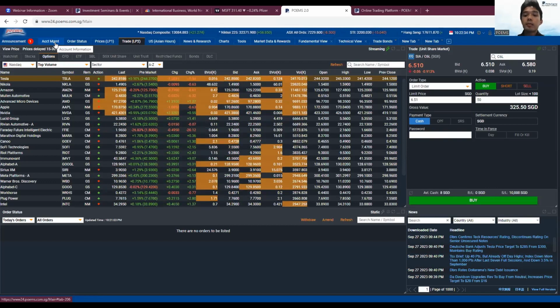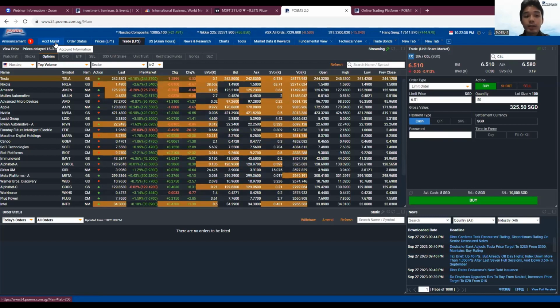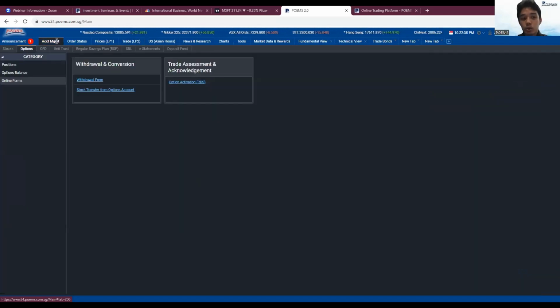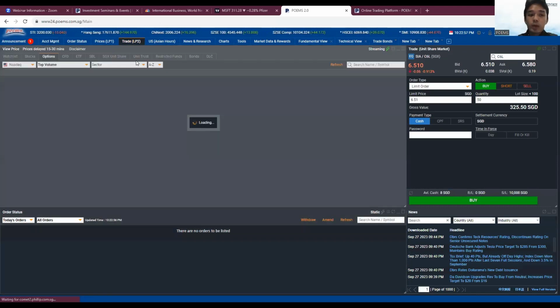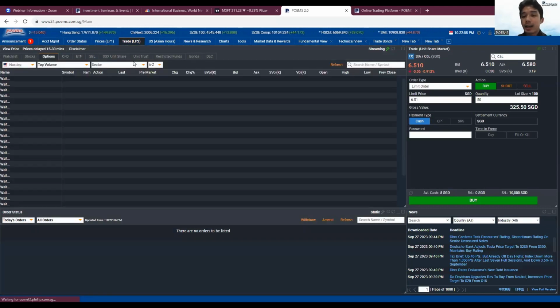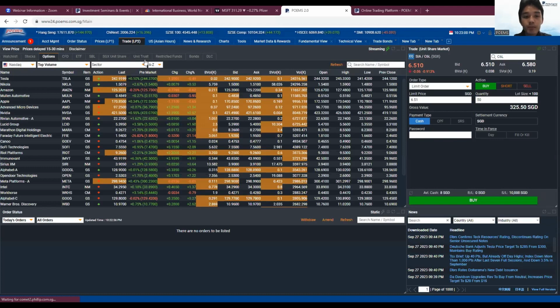If you have a PhillipCapital account with us, just go to account management on P2, and then under stocks options, there are these online forms. On the right hand side, you've got this option activation. You just click on this. They'll tell you the prerequisites of trading options and activating your options. Once it's done, you just need to wire funds, and then you can start trading options.